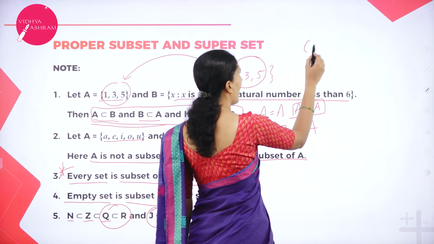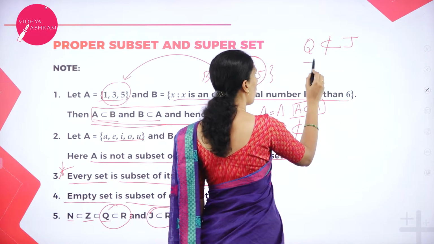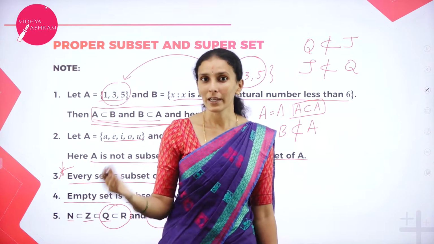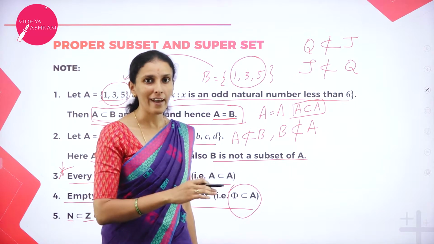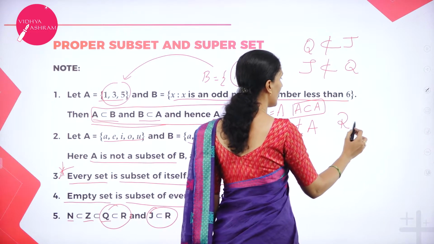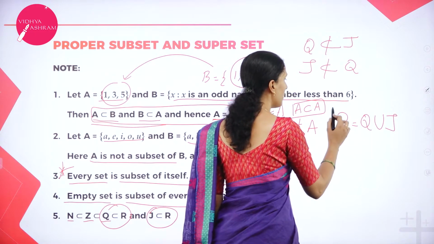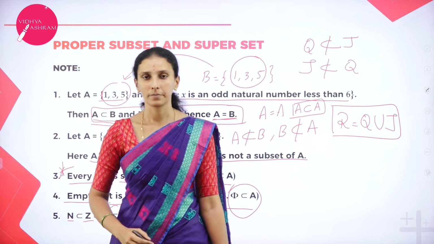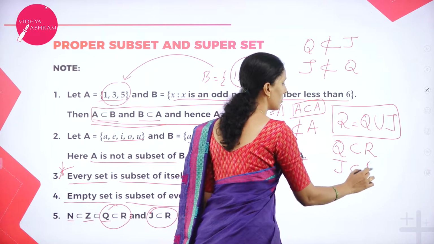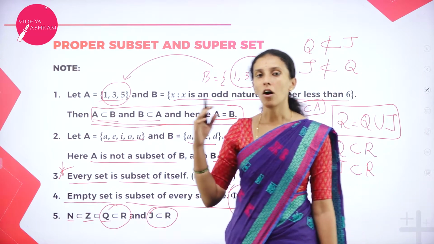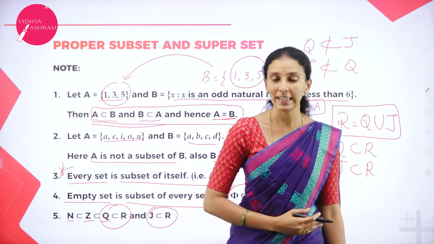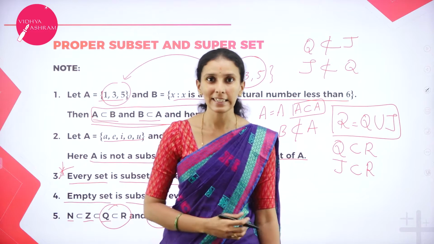But remember, rational is not a subset of irrational, and irrational is not a subset of rational. Why? Any number which is rational cannot become an irrational number, and any number which is irrational cannot become rational. So they are different, but their union is always the real numbers. All rational and irrational numbers are nothing but real numbers. Therefore, we can write Q as a subset of R and J as a subset of R. Real numbers contain all natural, whole numbers, integers, rational and irrational numbers, so we can consider it as a universal set, which we will discuss later.